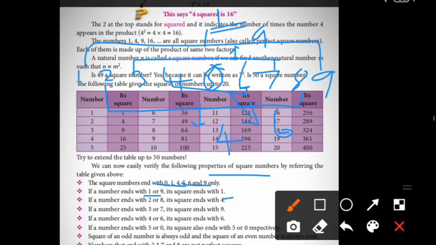So the numbers 1 and 9 give 1. 2 and 8 give 4. 3 and 7 give 9. 4 or 6 give 6. If a number ends with 5 or 0, its square also ends with 5 or 0.